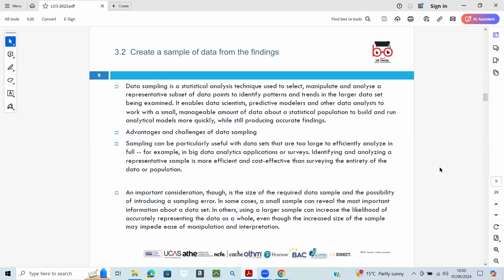Analyzing a representative sample is more cost effective than working with the entire population. This is especially important when resources like time, money, computing power are limited. We have sampling allows for faster results, which can be beneficial when timely decisions are required.